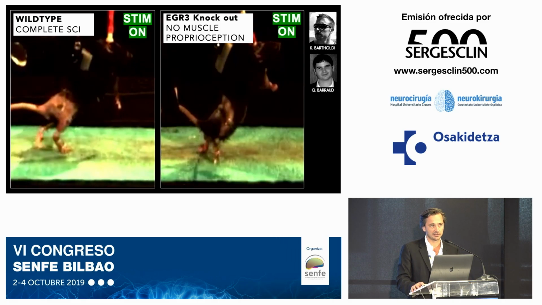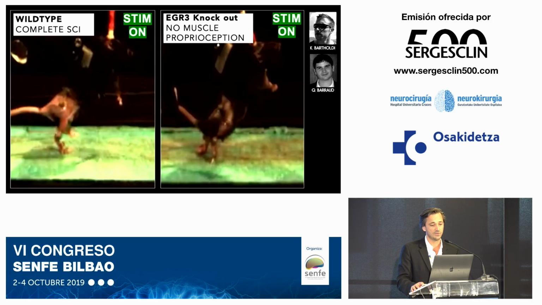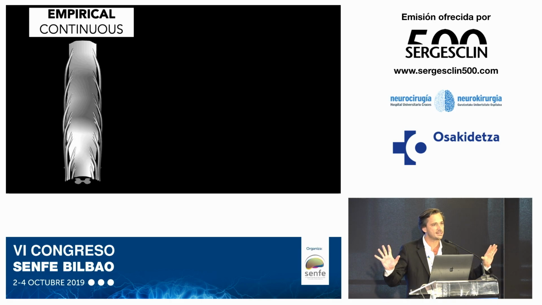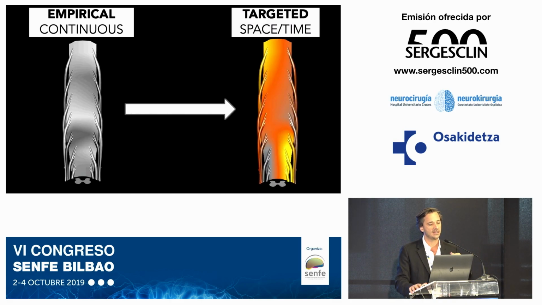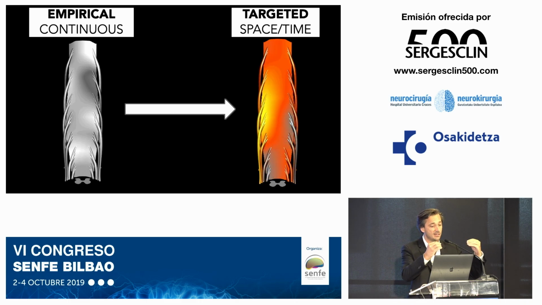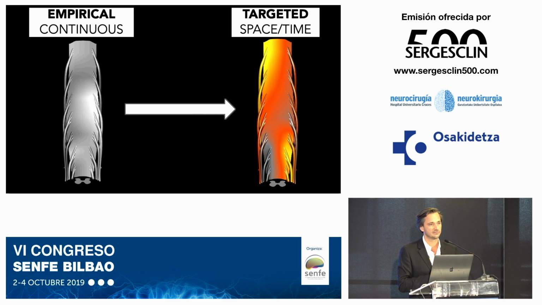Why is it important? Well, now that we really understand the mechanism, we can operate a transition from this continuous empirical stimulation to a more targeted approach, meaning try to reproduce using proprioceptive pathways the way the brain will activate the spinal cord naturally in order to walk. With the caveat, which is, what is the natural activation of the spinal cord during walking?